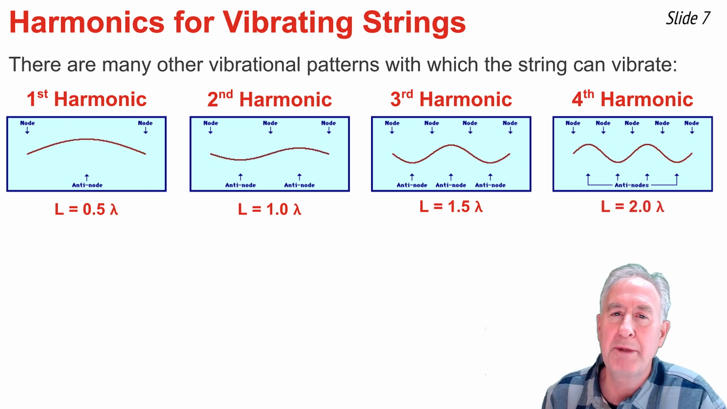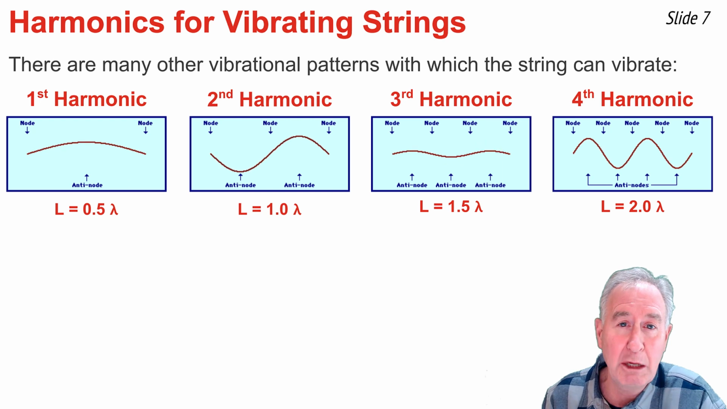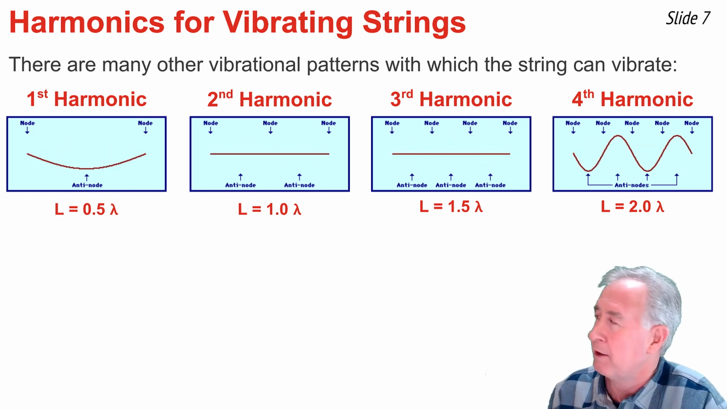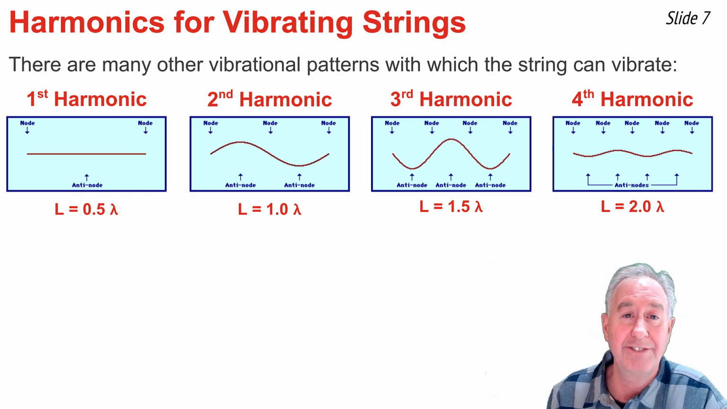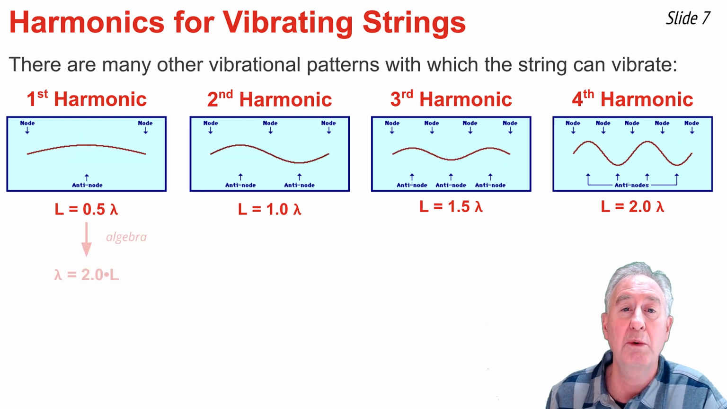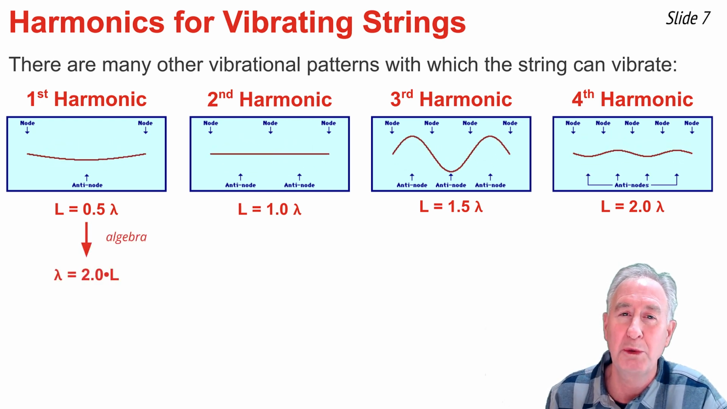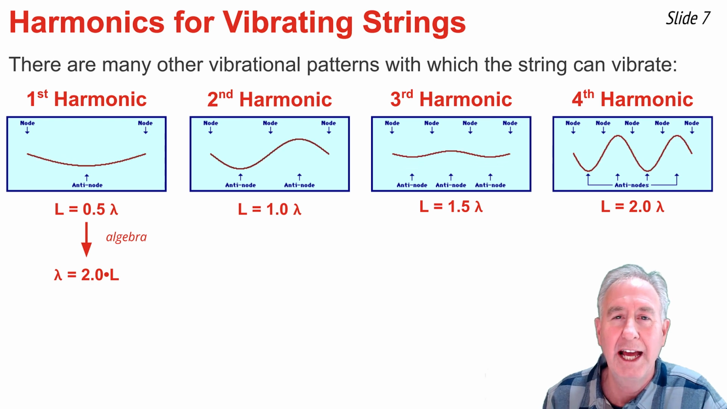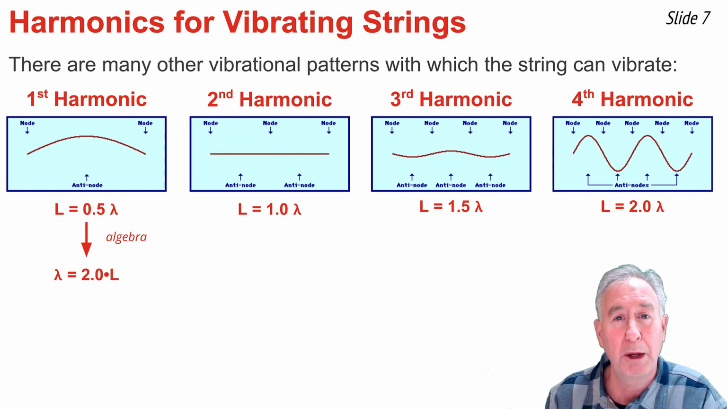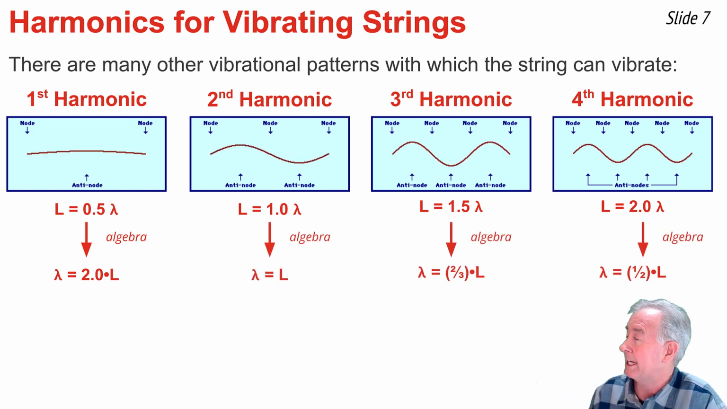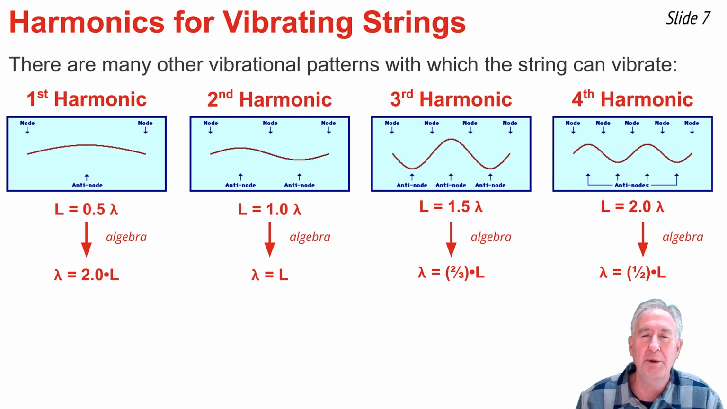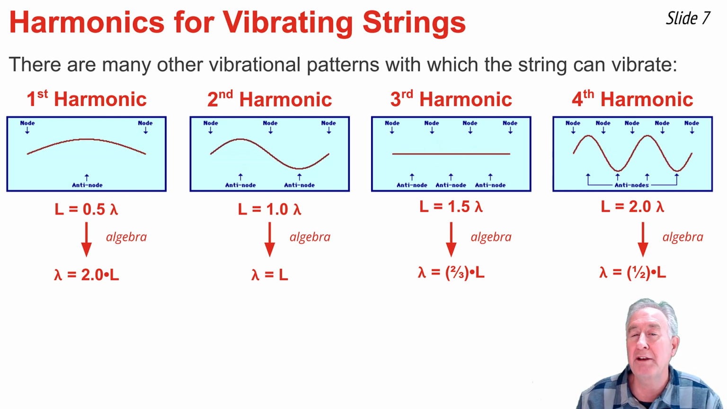Now I can perform some algebra in order to take my L equal equations and convert them to wavelength equal equations. For the first harmonic, I would have to divide both sides by 0.5. When I do, I end up with an equation that says wavelength equal 2.0 times the length. I can repeat the process for the other 3 harmonics, dividing by 1.0, by 1.5, and 2.0, and I end up with these equations.